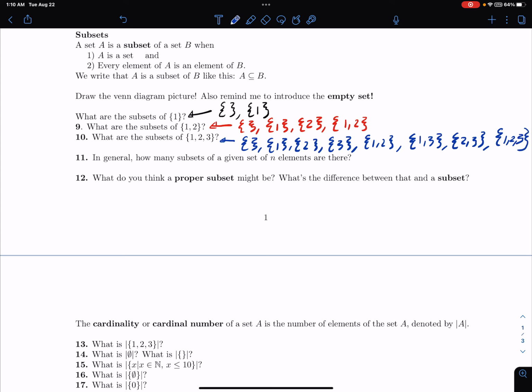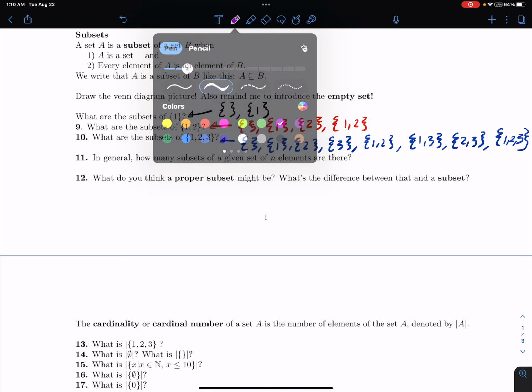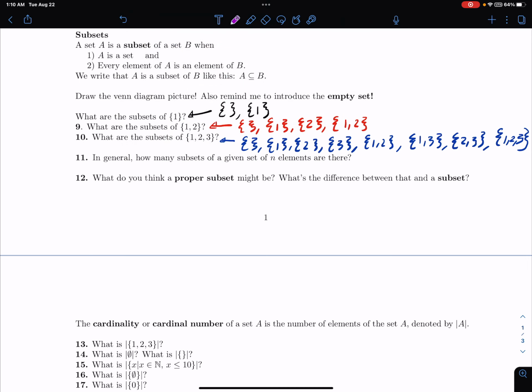Okay. Now question 11 says, how many subsets of a given set of elements are there in general? Again, try it out before you look at the answer. But let's see if we can find any patterns, first of all. So how many subsets were there when there was just 1 element in the original set? Oh, there's 1, 2, right? What about when there are 2 things? There's 1, 2, 3, 4. There's 4 subsets. And when there were 3 things, there was 1, 2, 3, 4, 5, 6, 7, 8. 8 subsets. So let's make a little table of our observations here.